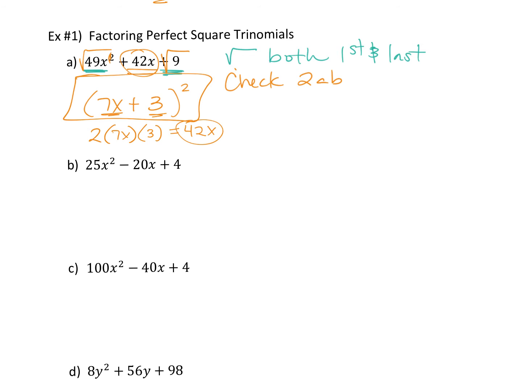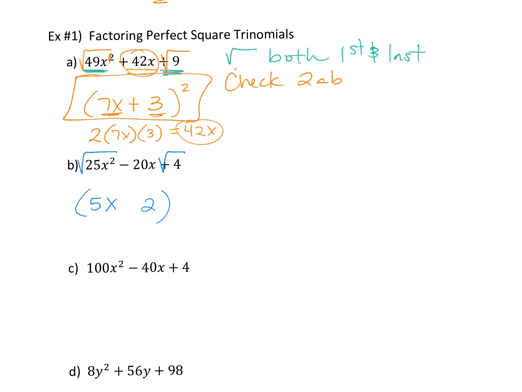Square root both of them. So I'm going to square root 25x squared and I'm going to square root 4. What do I get for 25x squared, square rooted? 5x. Okay. Square root of 4 is 2.